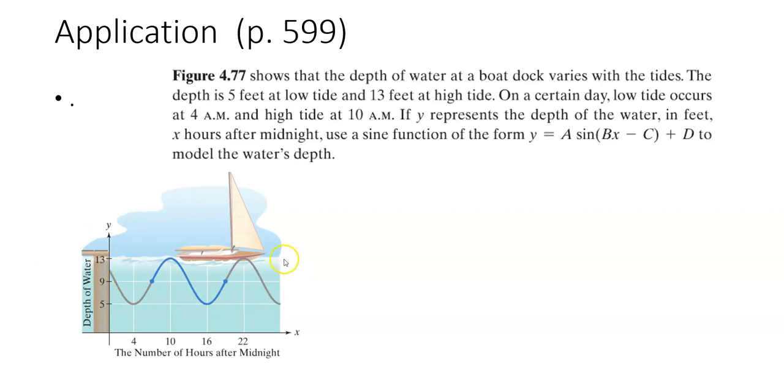Middle is 9 feet. So on a certain day, low tide occurs at 4 a.m., high tide at 10 a.m. So 4 a.m. is 4 hours after midnight. That's right here. 10 a.m. is 10 hours after midnight. So you notice in the problem, that's high tide. Low tide here is 16 hours after midnight, which is 4 in the afternoon. And then 22 hours after midnight is 10 at night.